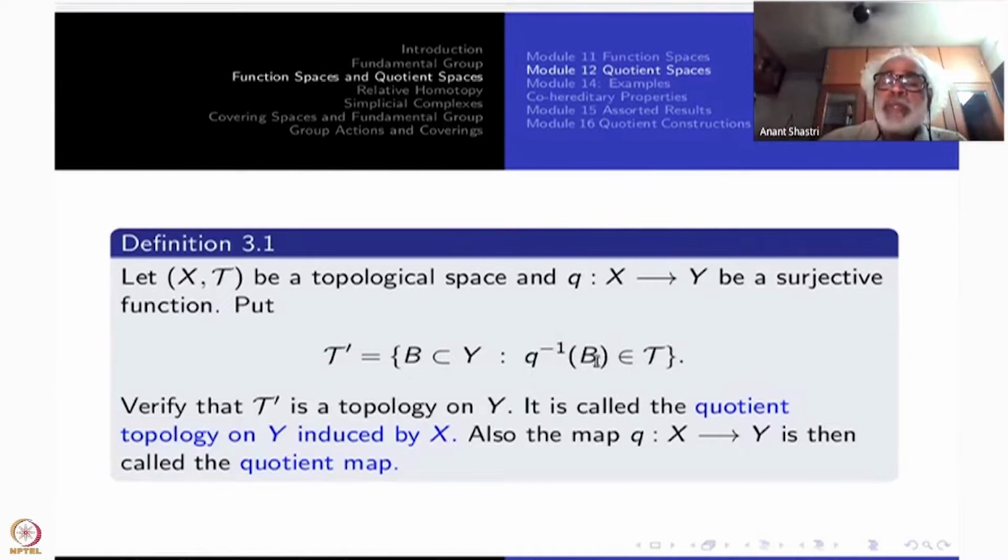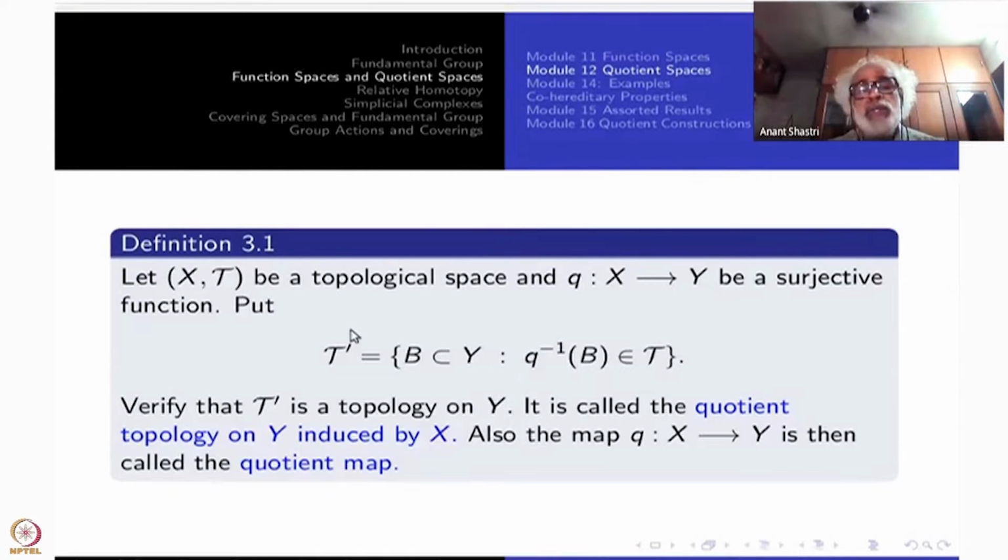Similarly, Q inverse of a collection Bi, the union of all Bi, say an arbitrary union, is nothing but Q inverse of Bi and take the union. That will be inside tau because each Q inverse of Bi is there. Therefore, the union of the Bi's will be inside tau. All right, so tau prime is a topology.